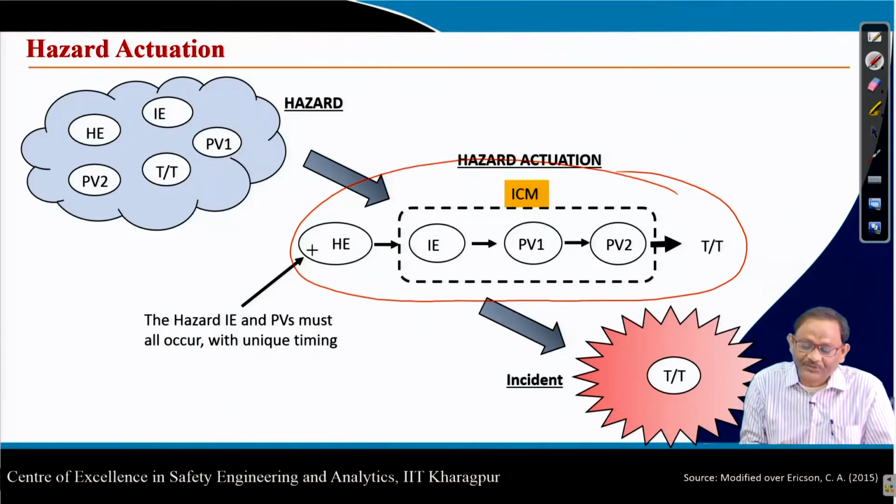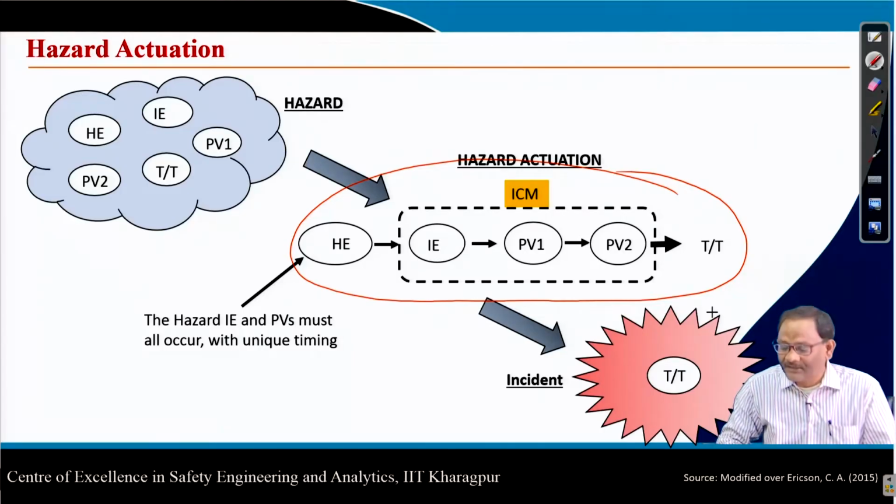So what is hazard actuation then? The hazardous element will have a certain initiating event. You should not allow the initiating event to occur, and the initiating event, with the presence of one or more pivotal events, can ultimately lead to the incident, which ultimately poses certain threats to the targets.